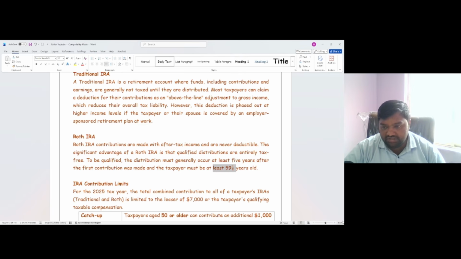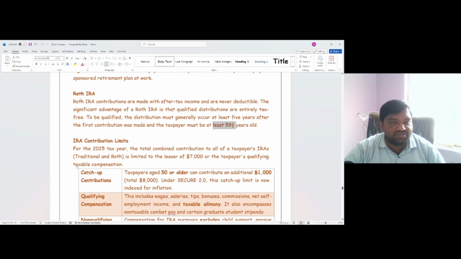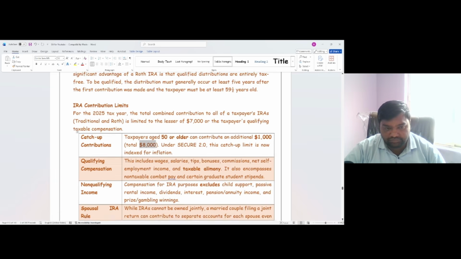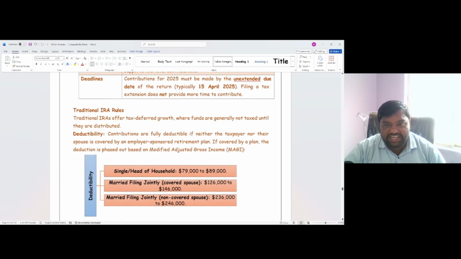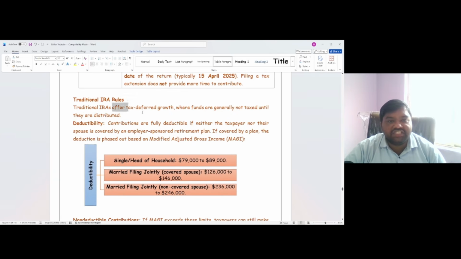Now we will see the IRA contribution limits. IRA means individual retirement account. For 2025, 7,000 is the limit. If you are 50 or more, 8,000 is the limit. Now we will see the traditional IRA rules. It offers tax deferred growth, where funds are not taxed until they are distributed. Regarding deductibility, contributions are fully deductible if neither spouse is covered by an employer sponsored retirement plan. This was discussed while explaining the concept. But if covered by the plan, there are limits.